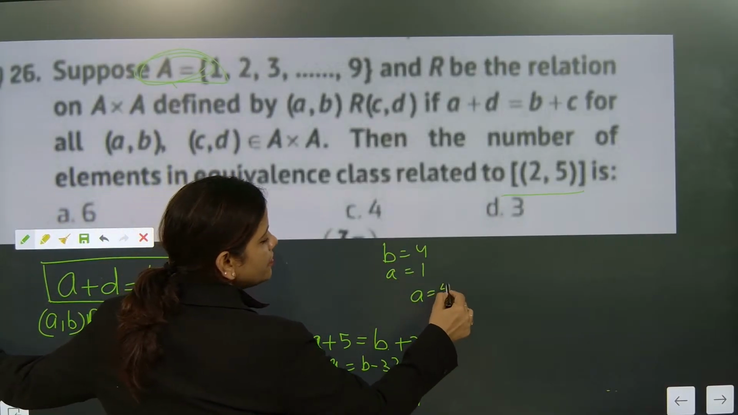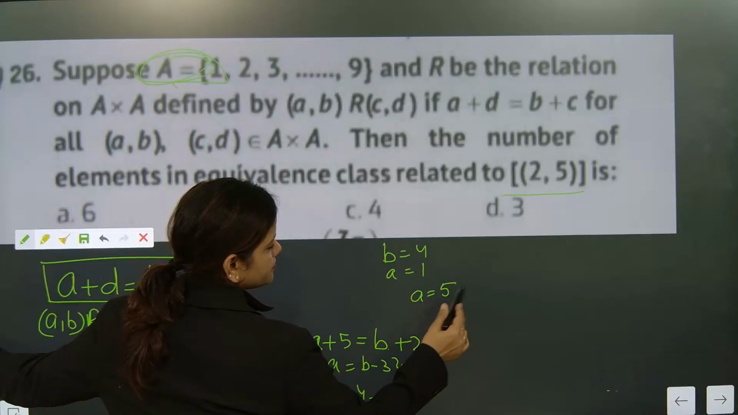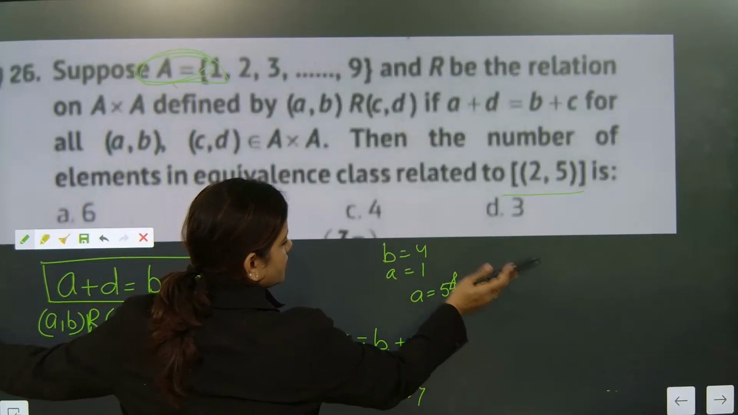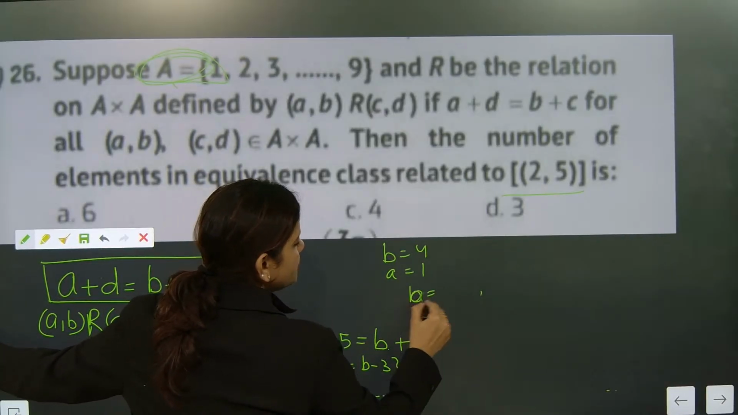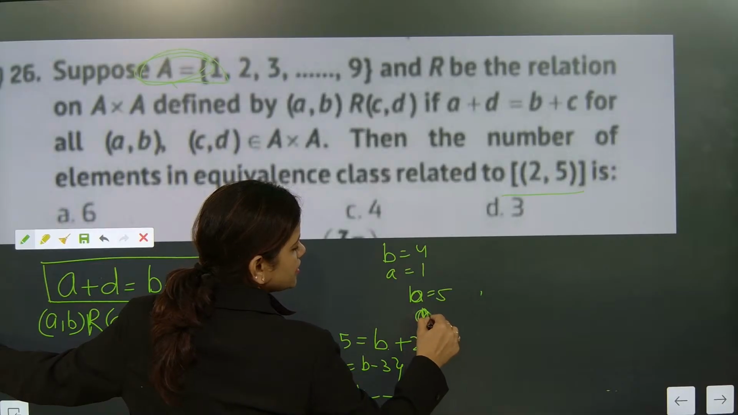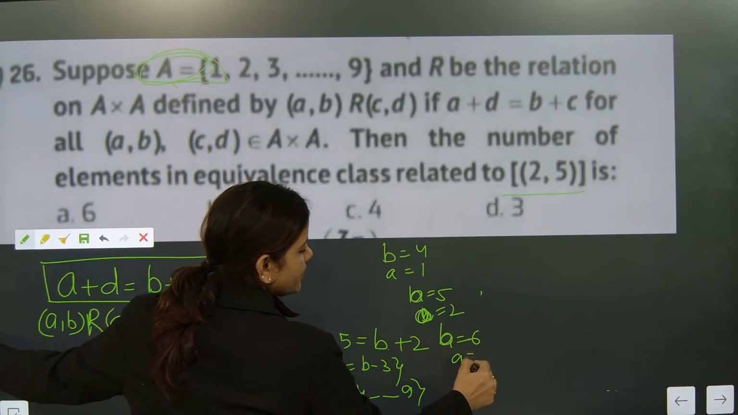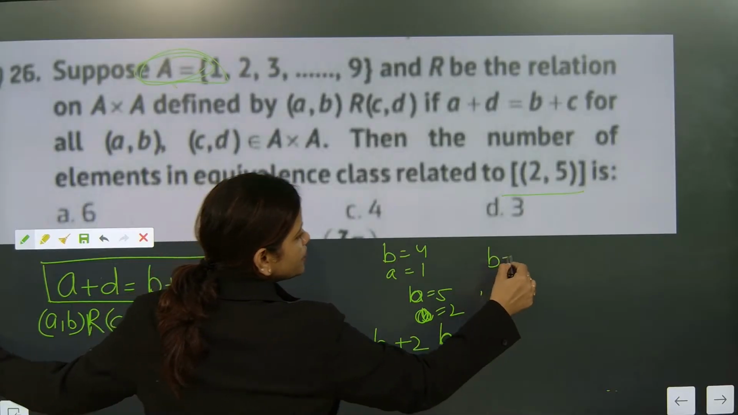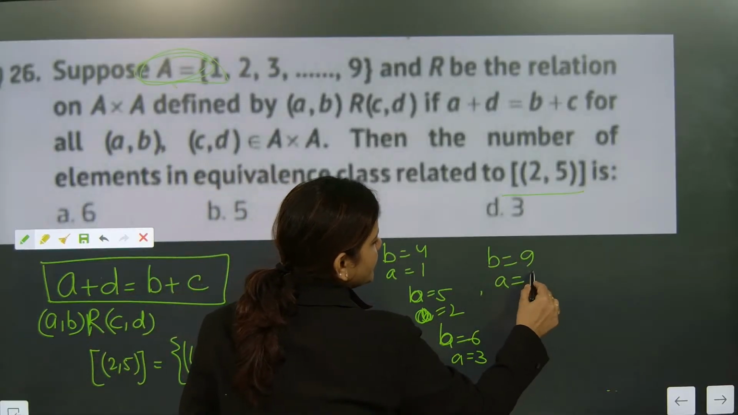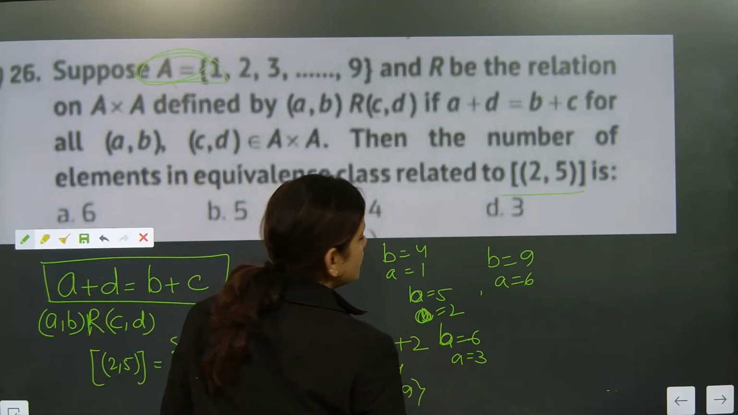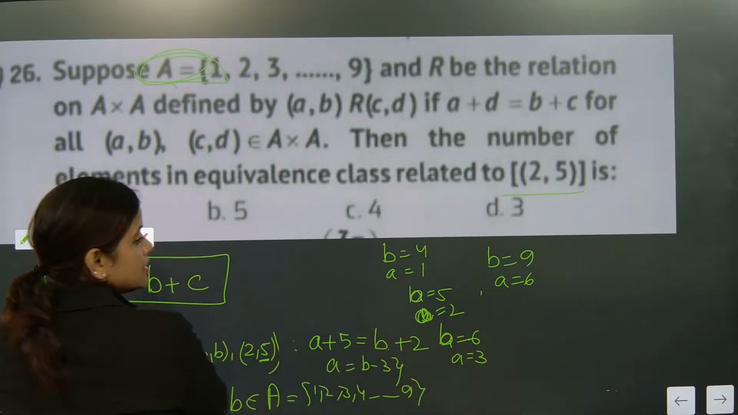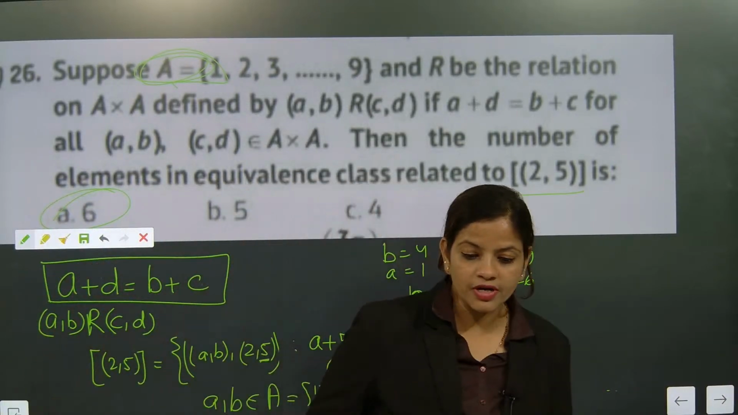Then you substituted B as 5. A is coming as 2. Then you substituted B as 6. A is coming as 3. Till you substituted B as 9. A is coming as 6. Correct? So that means how many sets came? 6. That's a very important question.